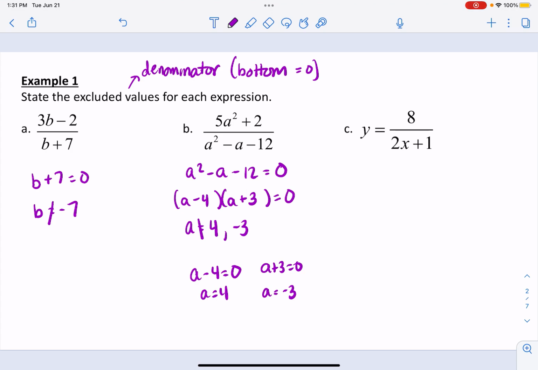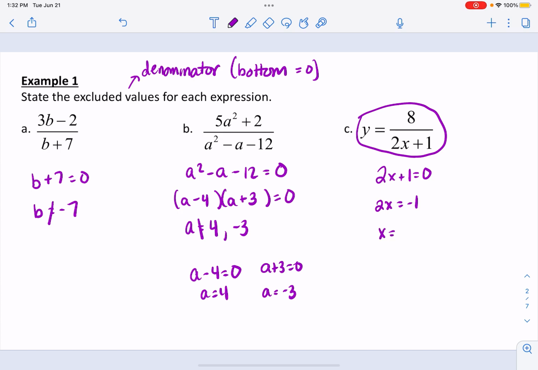Excluded values. So this is a rational function. And I didn't do this section. This is for summer school. I didn't do this section. But that's a rational function, and we could graph that if we wanted. But the excluded value, again, is what makes my denominator equal to 0. So x cannot be equal to -1/2.